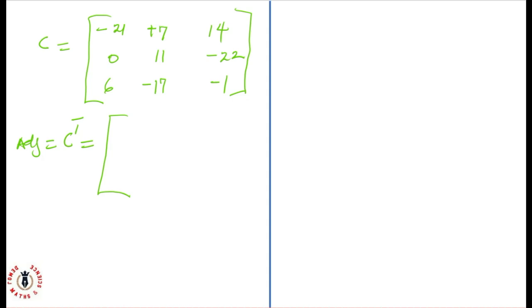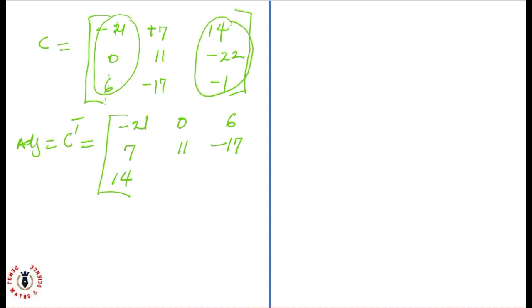Now, this is minus 21. The rows will become the columns and the columns will become the rows. So I'll be making the first column become my first row. This will be minus 21, 0, and 6. Next will be 7, 11, and minus 17. Next will be 14, that's the last column now. I'm making the last column become my last row: 14, minus 22, and minus 1.